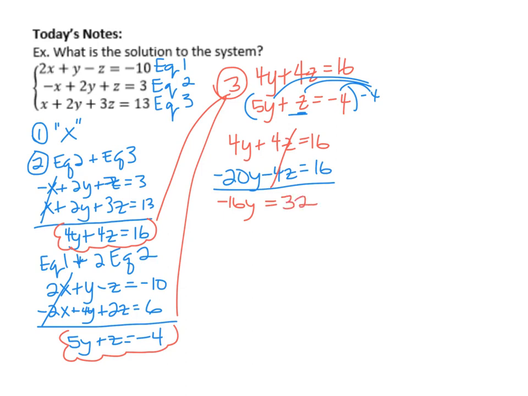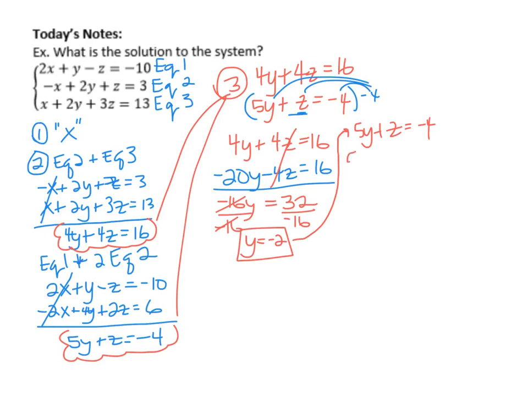To get y by itself, divide both sides by negative 16, and y is equal to negative 2. We're still in this step, however, because we need to get z by itself as well. If I look up at the very beginning, I notice that we had 5y plus z is equal to negative 4. I'm going to plug in negative 2 for y and see what I get as my output.